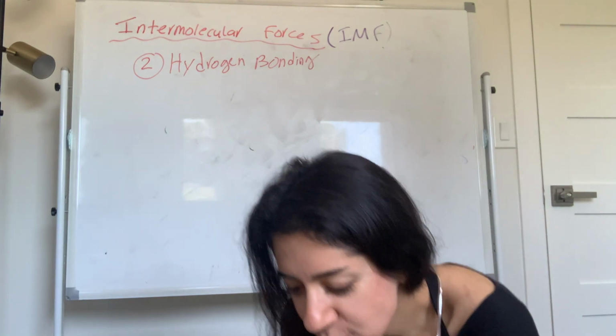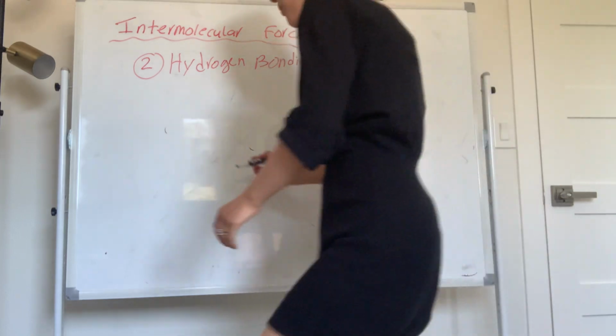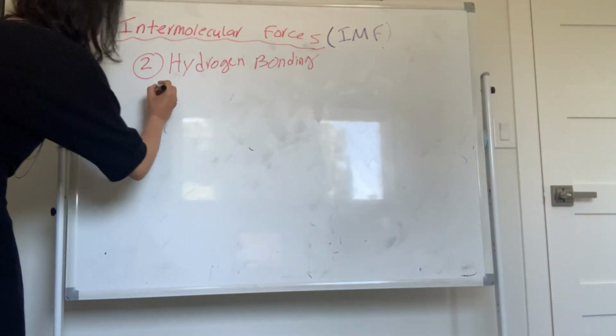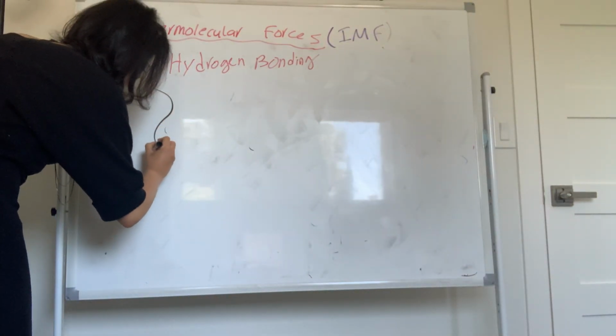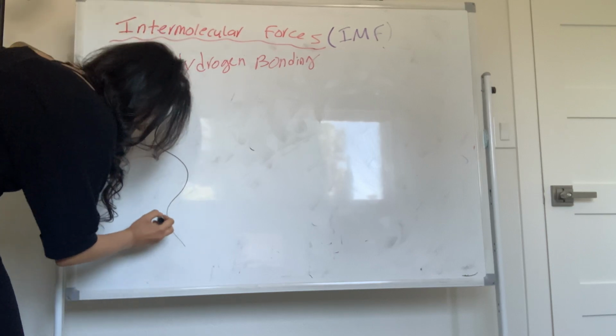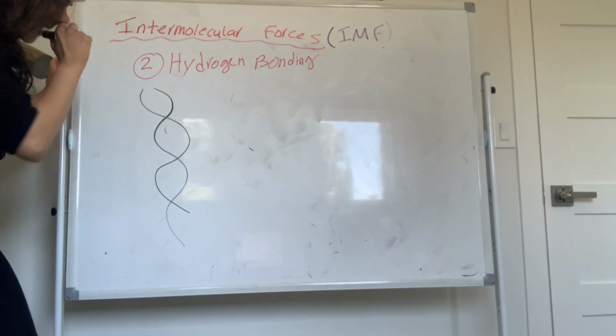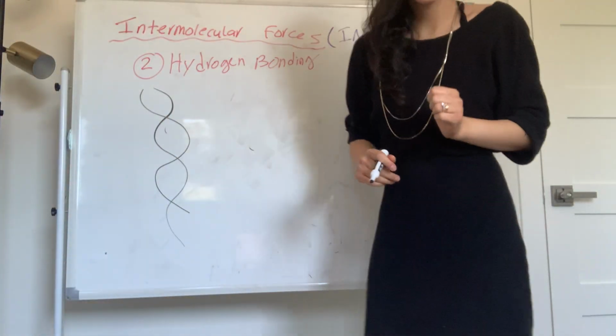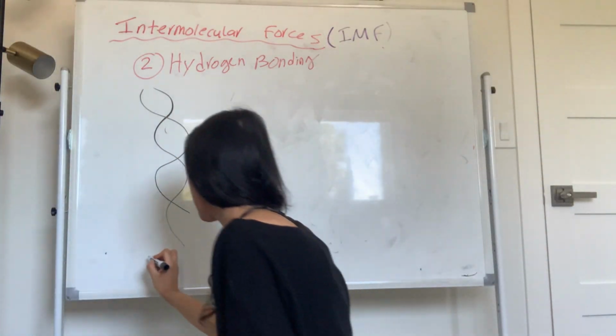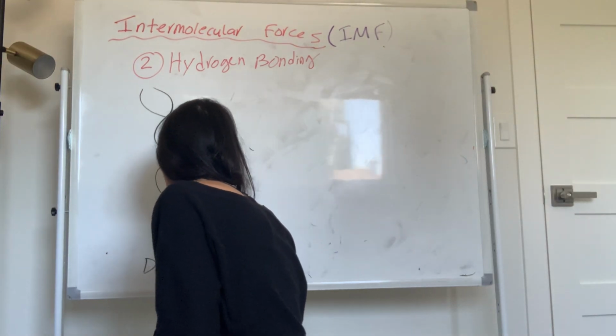Now, as you know, DNA is double helix. Oh boy, I gotta draw this out. My biology friends are not gonna be happy about me drawing this out. Okay, so DNA is double helix. So this is a DNA, and DNA is double helix.